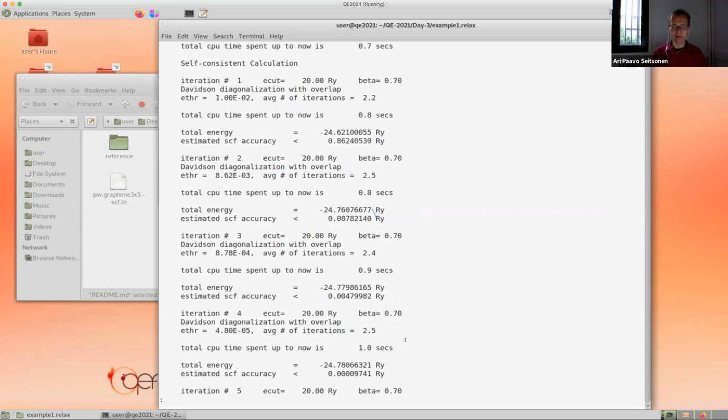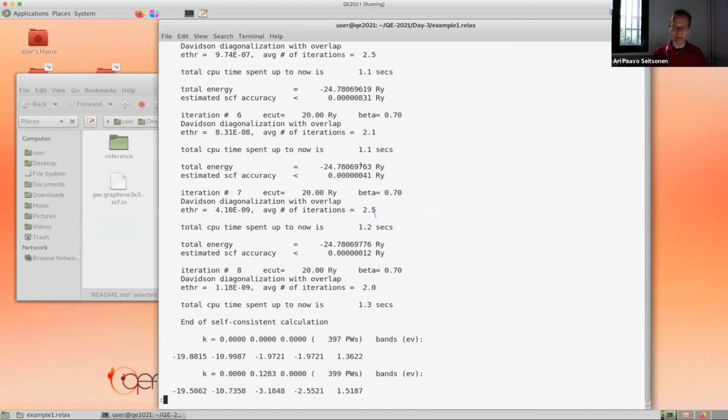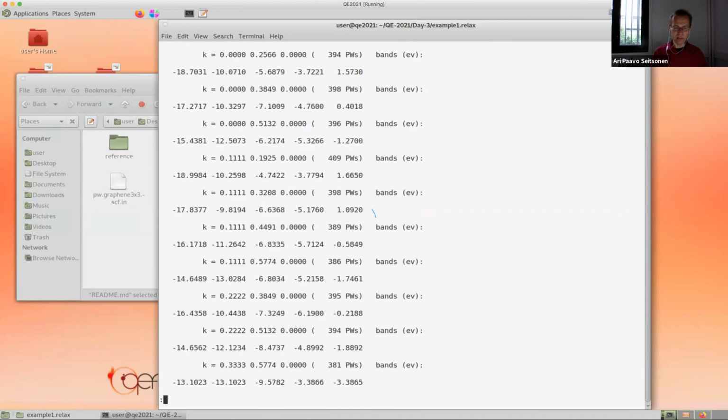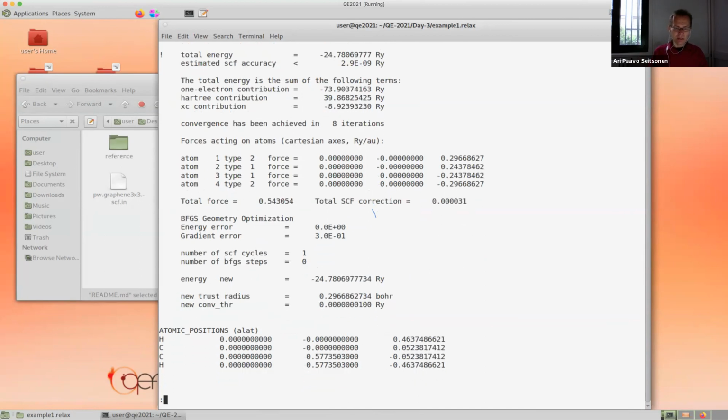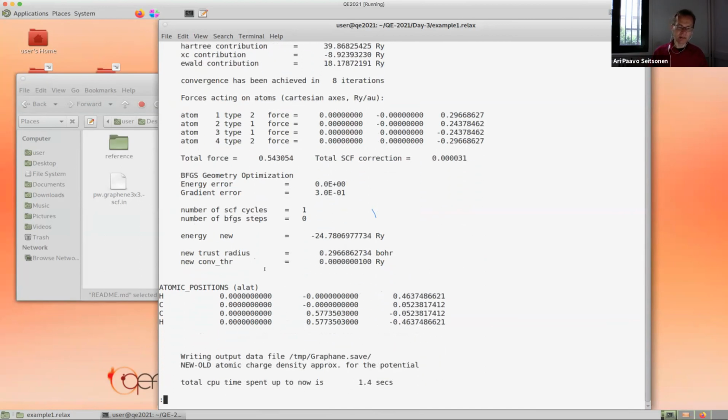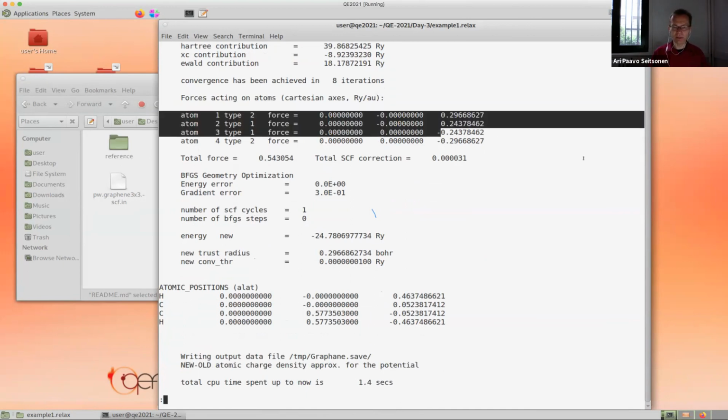You see the electron structure converges in quite few iterations. So it goes basically exponentially. So we need only 8 iterations to reach the convergence. And then the eigenvalues, you see, and then after the first step, or the first self-consistency, you see these forces.